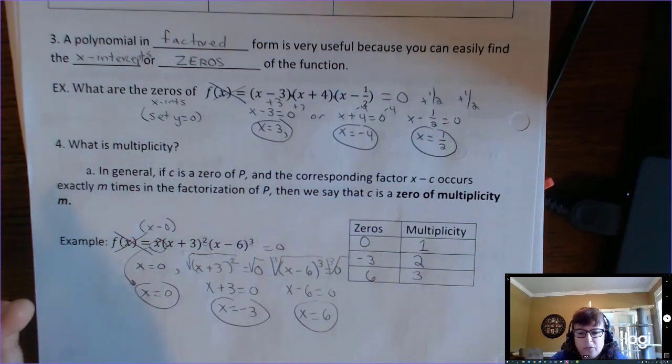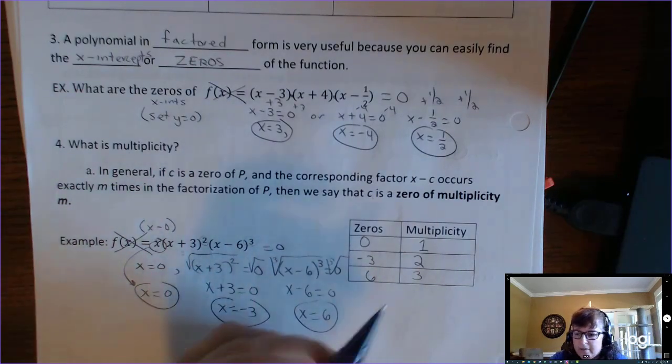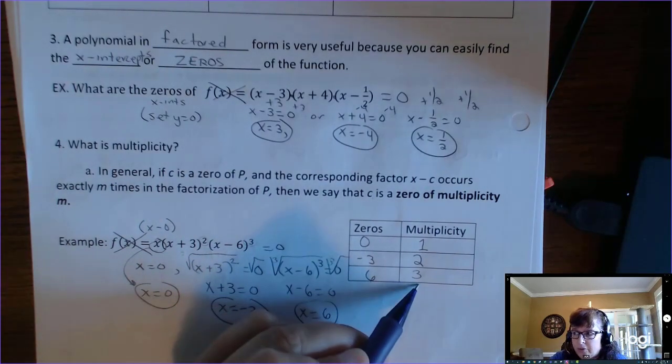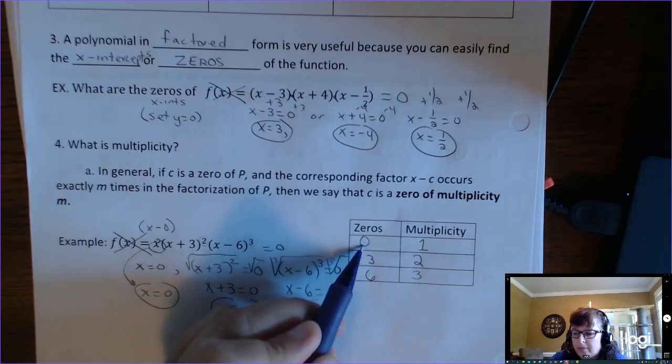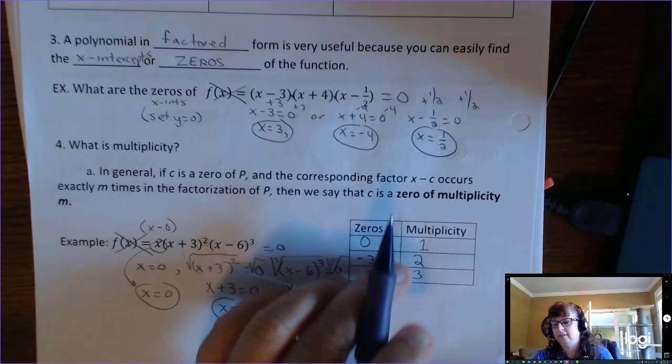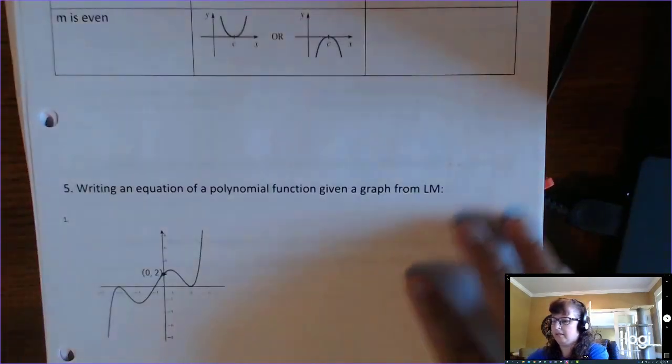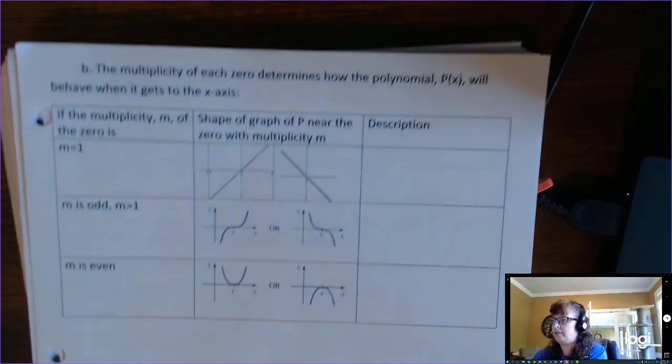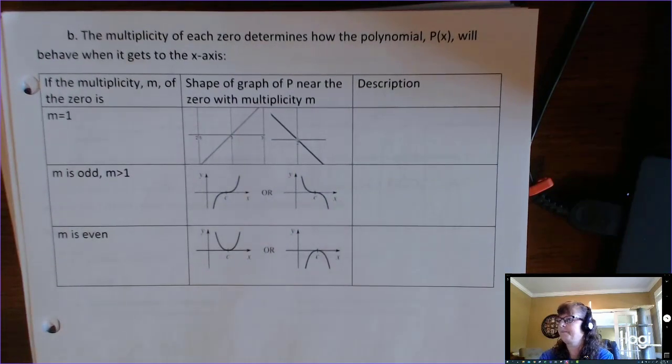And it just means that you count it this many times. So you count this 0 3 times, you count that 0 2 times, you count that 1 time, and I'll explain what that means as well. Alright, let's keep going. Alright, so here's what you need to know about multiplicity in terms of the graph.